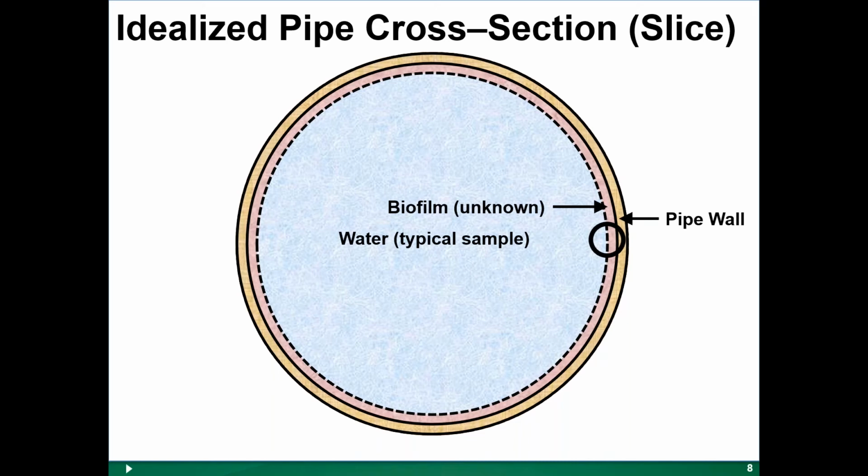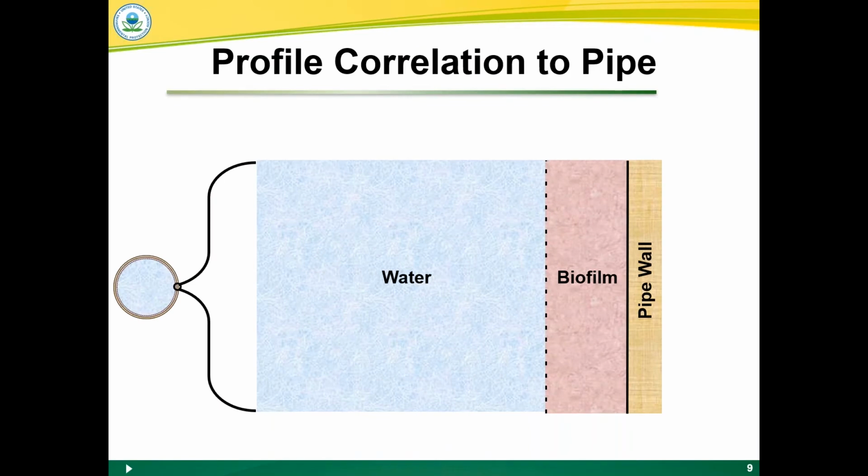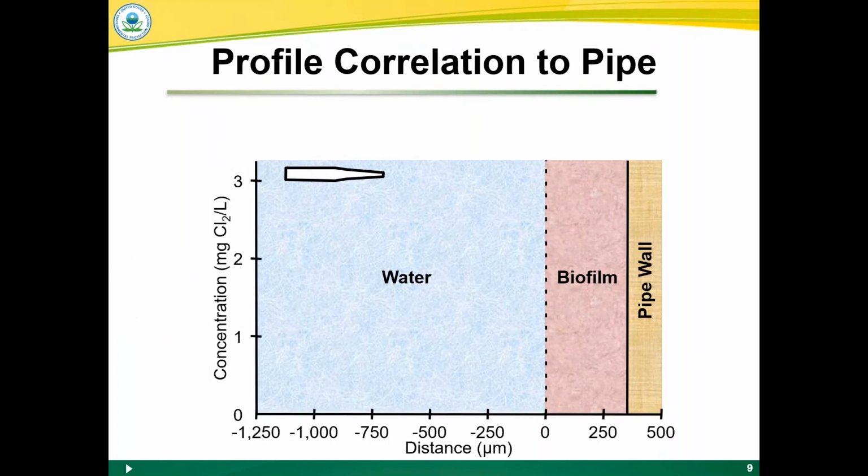If you blow that up, it looks like this, where you have water on the outside of a biofilm next to a pipe wall. What we do with our microelectrodes is put a microelectrode in here, and it sets a scale. We show concentration on the y-axis, and we move the microelectrode along the x-axis and take those concentrations. We always define the surface of the biofilm as a distance of 0. Moving out into the bulk water is a negative distance, and moving into the biofilm is positive. Here we have about a 300 micron biofilm.